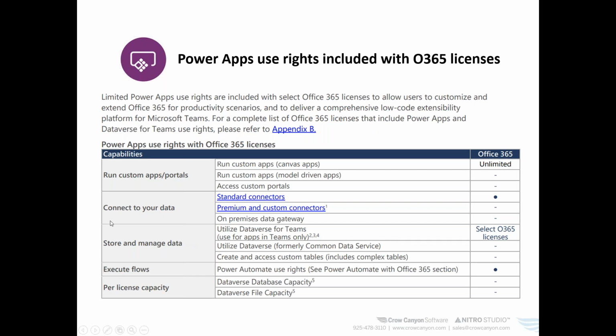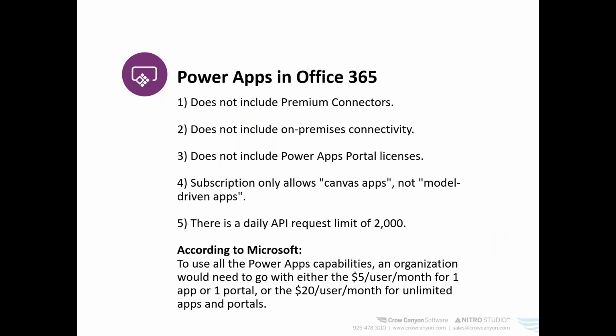So this is what's called the seeded version of Office 365. But there are things that are not included. There are the premium connectors. There's on-premises connectivity. It doesn't include Power Apps portal licenses at all. You only get Canvas apps, not model-driven, and there are daily request limits when you use Power Apps in Office 365. And the same kind of idea applies with Power Automate and the other tools. According to Microsoft, if you want the true capabilities of Power Apps and Power Automate, you need a standalone plan to make that happen.